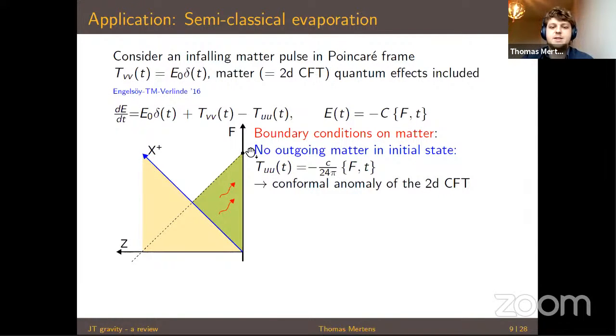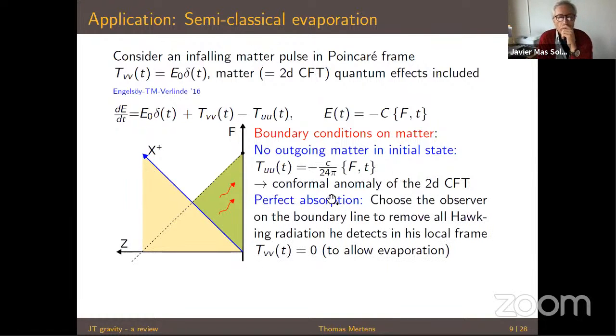And the first one of these is that we will have no outgoing matter in the initial state. So the initial state would be like the Poincare vacuum, and there the boundary condition is that this state doesn't have outgoing matter. But because we have to change frame in this model, the entire dynamics is precisely the dynamics of changing frame, and because the chiral stress tensor in two-dimensional CFT has a conformal anomaly, this means that in another frame, the outgoing component of the stress tensor is non-zero and fully determined by the conformal anomaly, which I've written here.